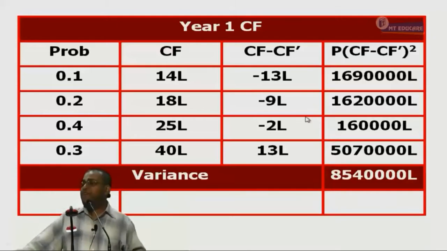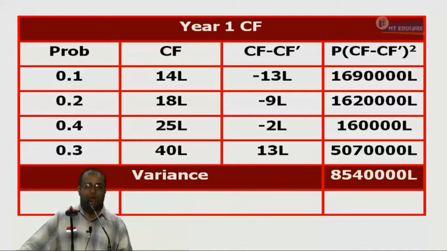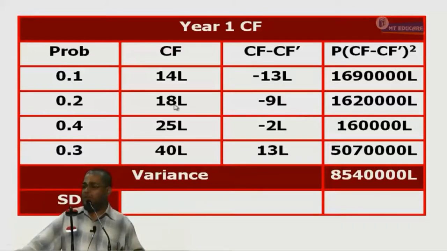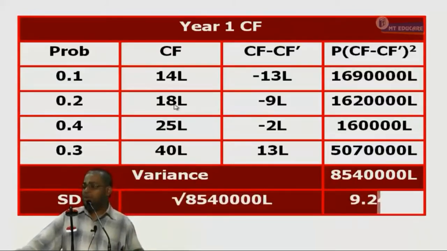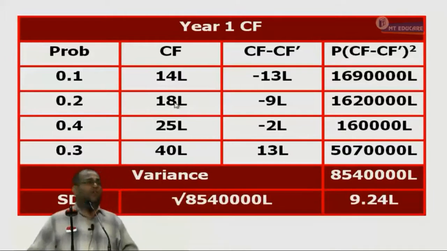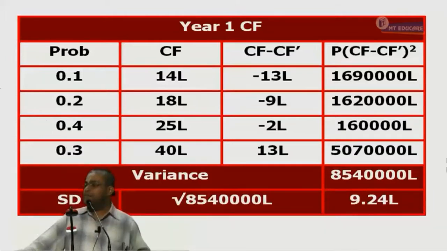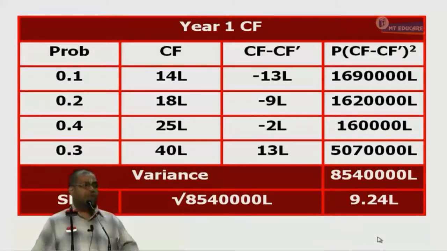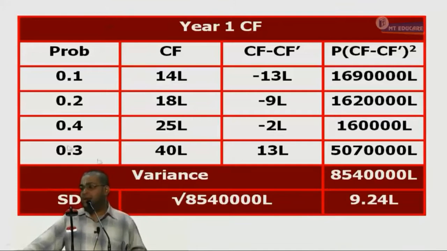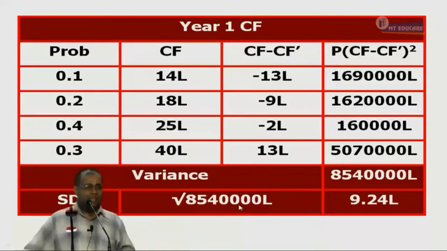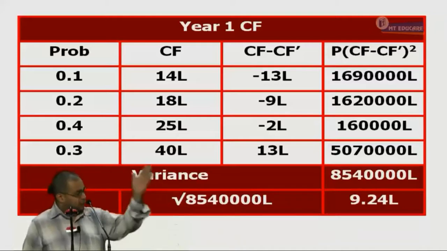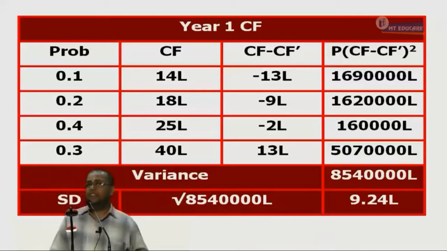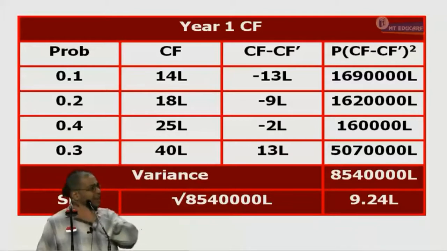85 lakhs 40,000 followed by the zeros, and then take the square root. How much am I going to get? 9 lakh 24,000, or rounded off, 9.24 lakhs. The standard deviation is 9 lakh 24,000 or 9.24 lakhs. Everybody, yes or no? Don't take the square root of 85 lakh 40,000 directly. It may come, may not come, because zeros matter in taking the square root. Write the full number and then take the square root, because in the examination, even when you know the concept, these mistakes may cost you marks. Are you following what I am saying?